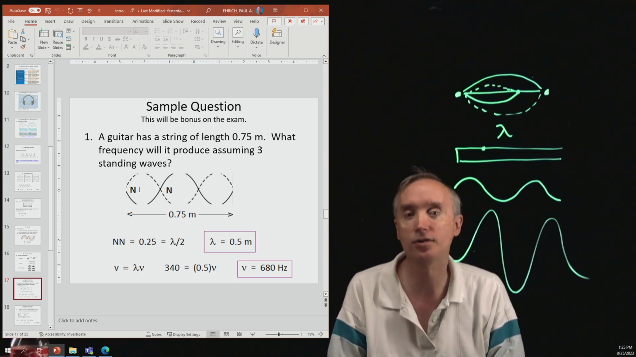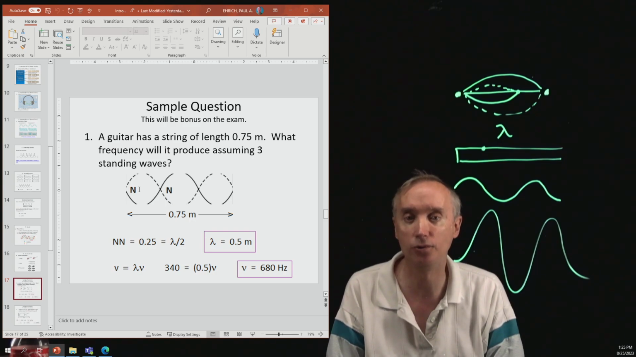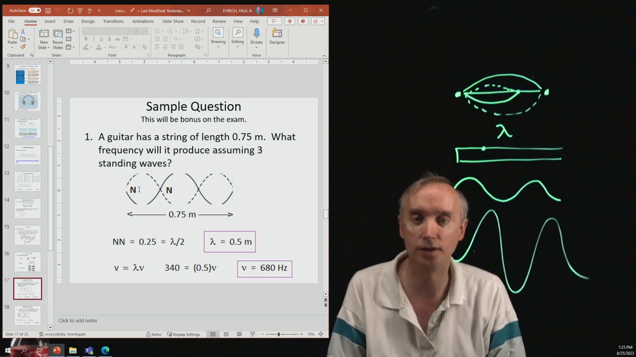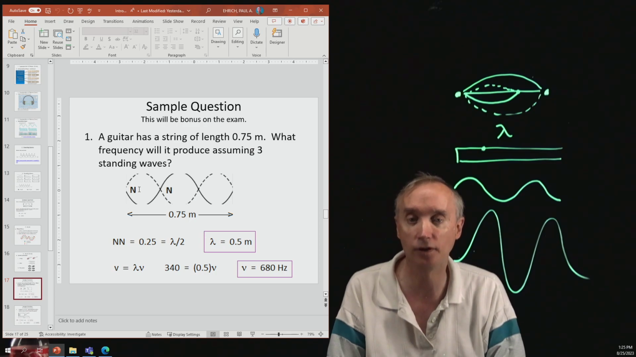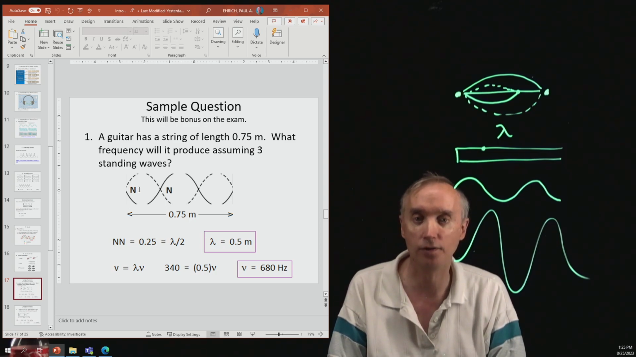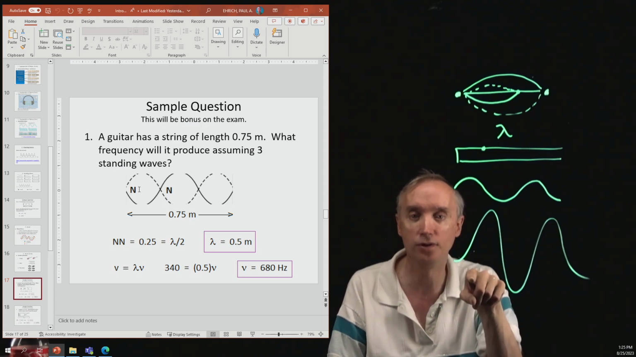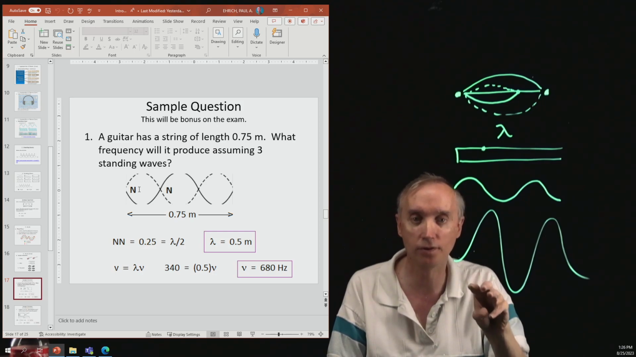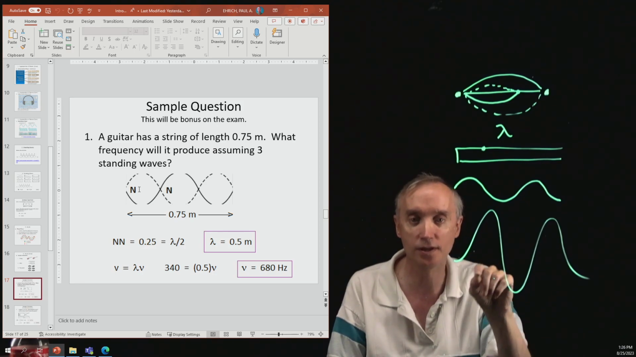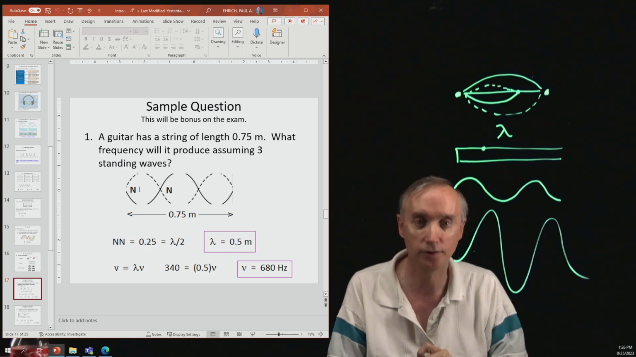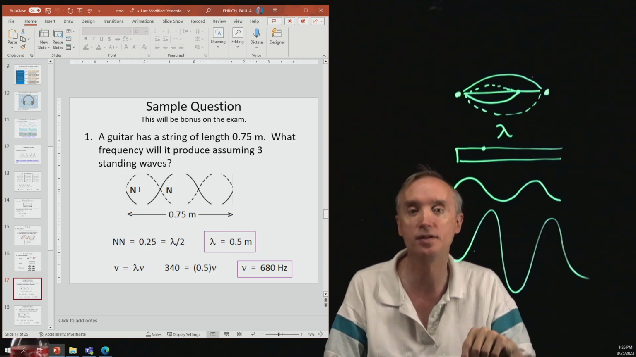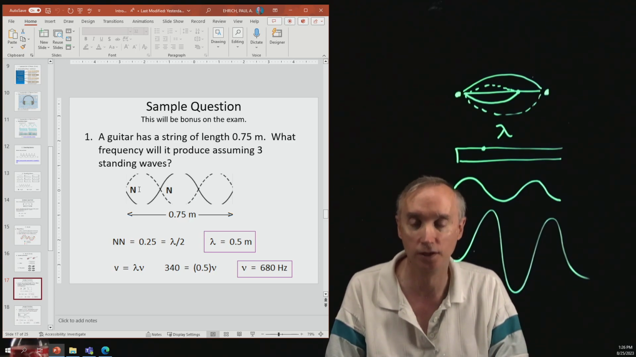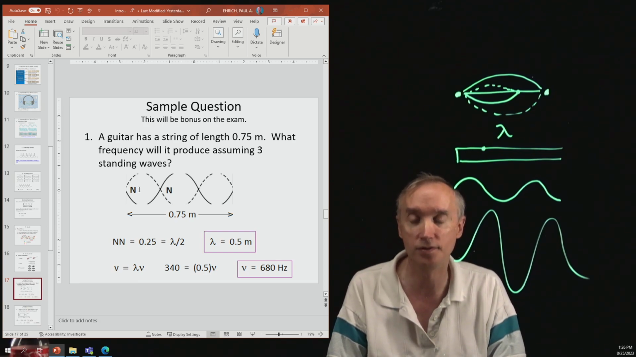Next, we've got to remember that the distance from a node to a node is equal to 1/2 of a wavelength. Well, the distance from the node to the node is 1/3 of the total distance all the way across. So 1/3 of 0.75 is 0.25. So 0.25 is equal to lambda divided by 2, which means that lambda is equal to 0.5 meters.